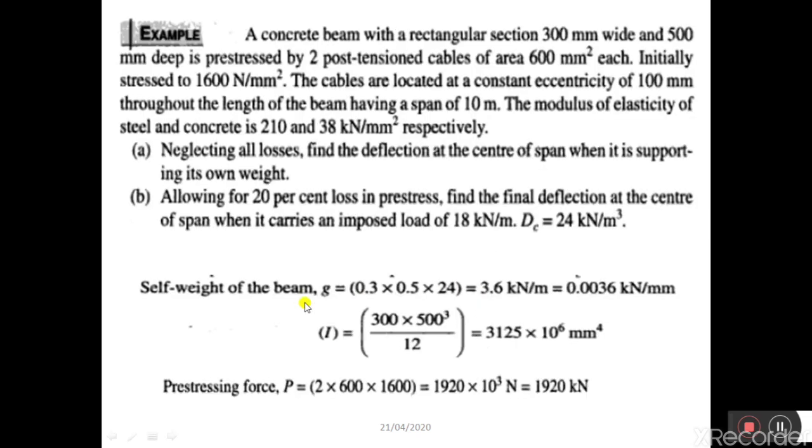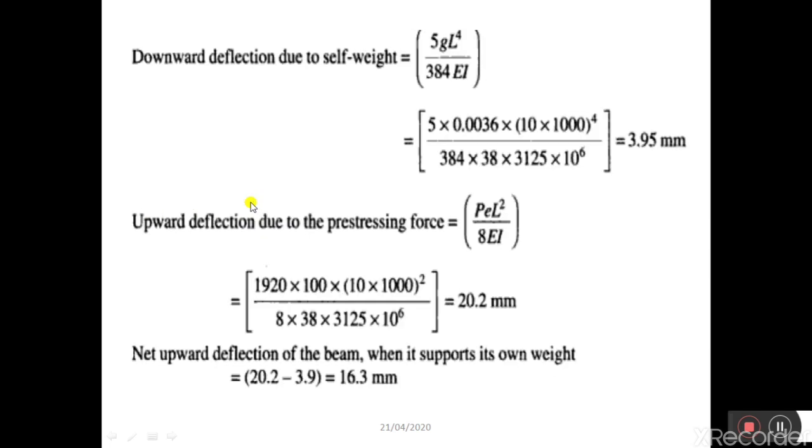So the first condition is neglecting all the losses, find the deflection at the center of a span when it supports its own weight. So the beam is supporting its own weight along with the prestressing force. Then what will be the net deflection in upward direction? The net deflection will be 20.2 minus 3.9. It will be 16.3 mm in upward direction.